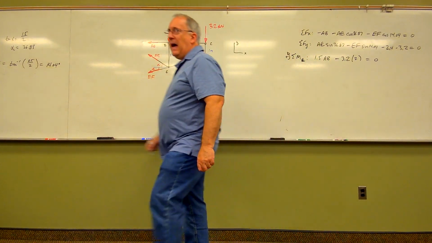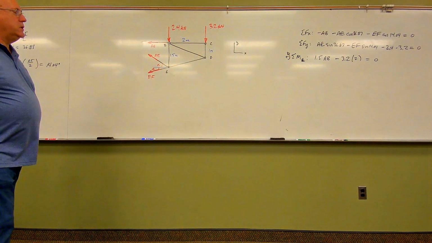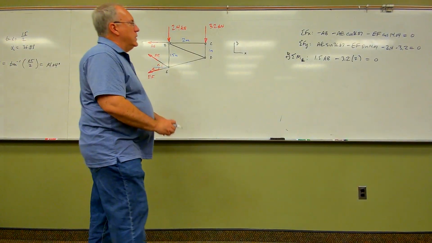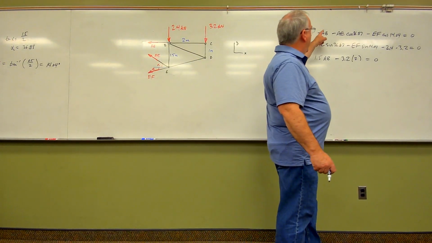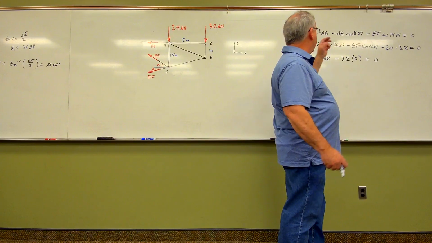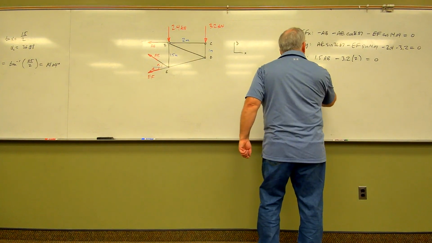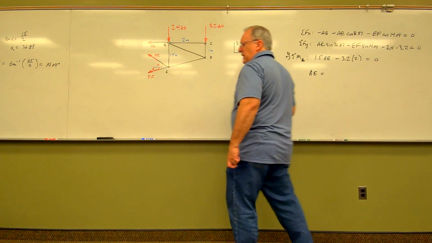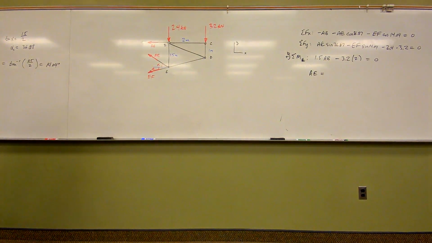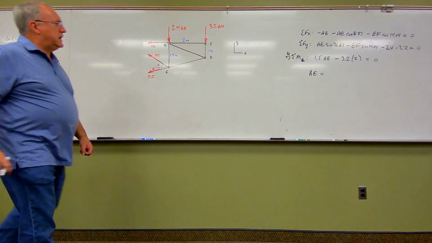Now if you look at what we got, we solve via our moment equation, we solve for AB. Once we know what that is, we can plug it in up here. Now we got two equations that we can solve simultaneously and knock out AE. And folks, I'll just tell you that AE ends up being, I think it's like 5.65. Let me double check that. Yeah, 5.65 kilonewtons in tension.